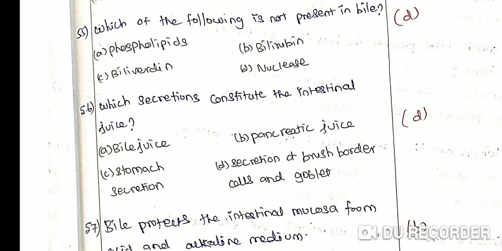Which secretion constitutes the intestinal juice? Option A bile juice, option B pancreatic juice, option C stomach secretion, option D secretion of brush border cells and goblet cells. The correct answer is option D secretion of brush border cells and goblet cells. The intestinal mucosal epithelium has goblet cells which secrete mucus. The secretion of brush border cells along with the secretion of goblet cells constitutes the intestinal juice, or succus entericus.